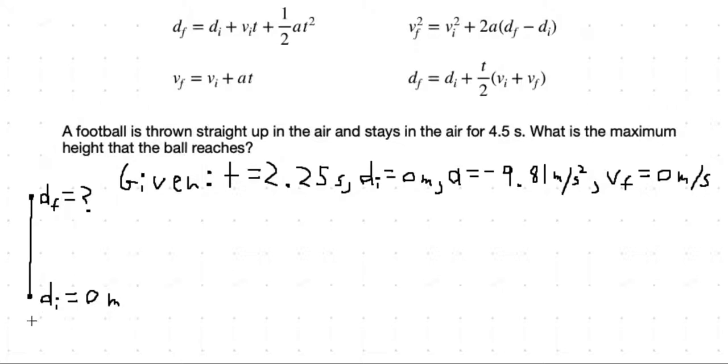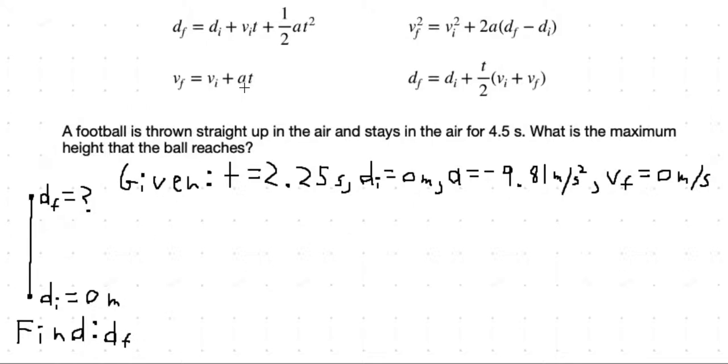I'll write down the find down here actually, so we have room to write out the problem. So we're trying to find df, which is the maximum height that the ball is going to reach before falling down. So let's look at our equations here and see what we can use. We know t, we know di, we know a, we know vf. We're trying to find df.